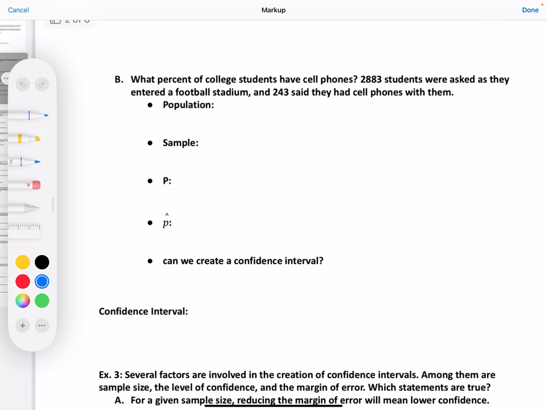What percent of college students have cell phones? 2,883 students were asked as they entered a football stadium, and 243 said they had cell phones with them. This is obviously probably quite a while ago. So let's do the sample first. So who or what is the sample? The 2,883 students that entered the football stadium.